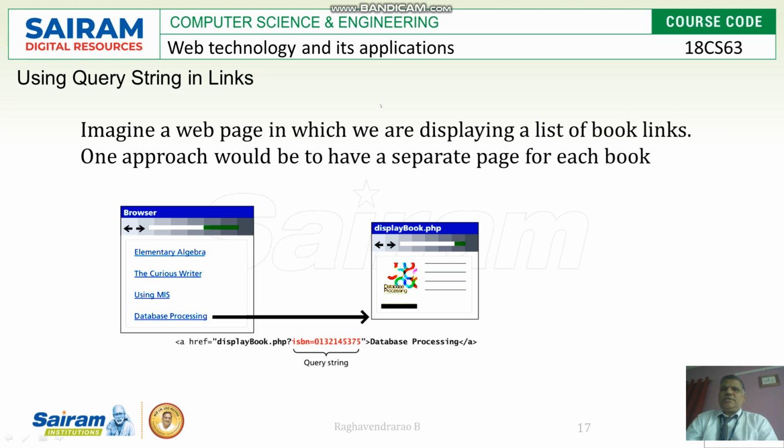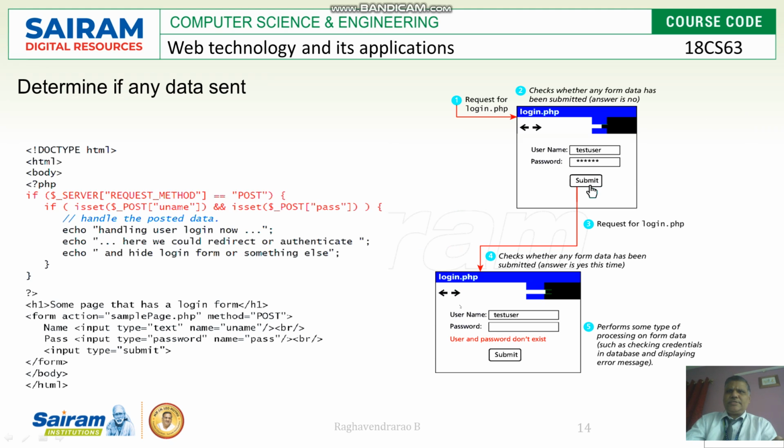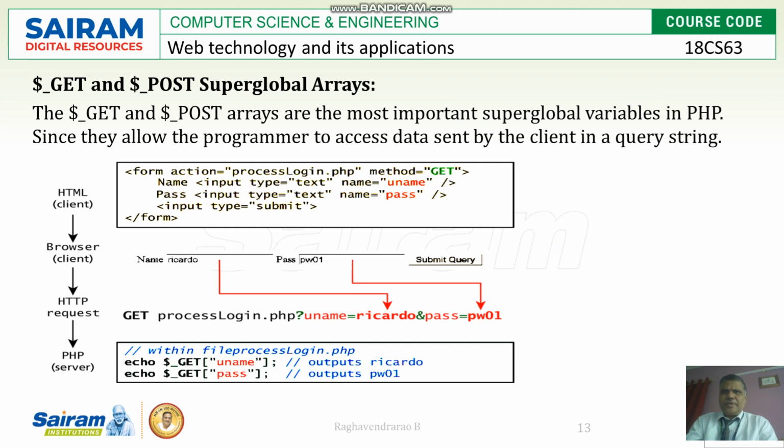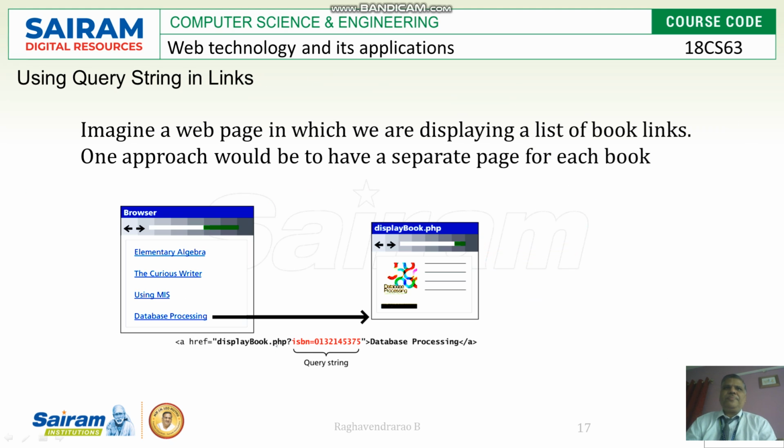Using query string links. We have seen a query string here as an example. This is a query string: get process login.php, with the values from username to password. So this is a query string, and that is how the data is passed over here.